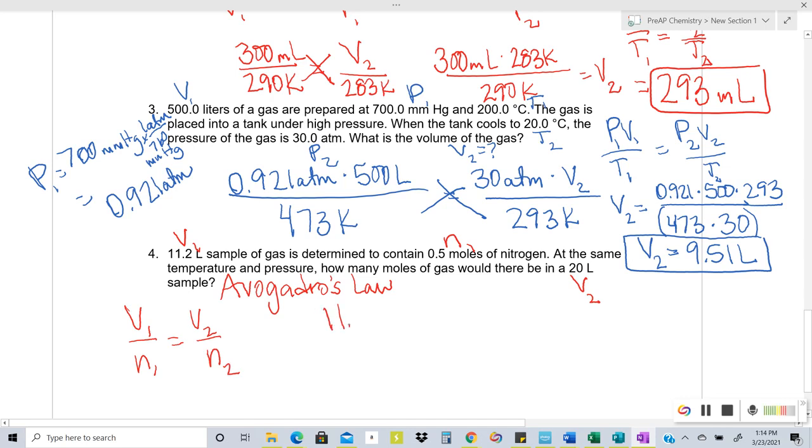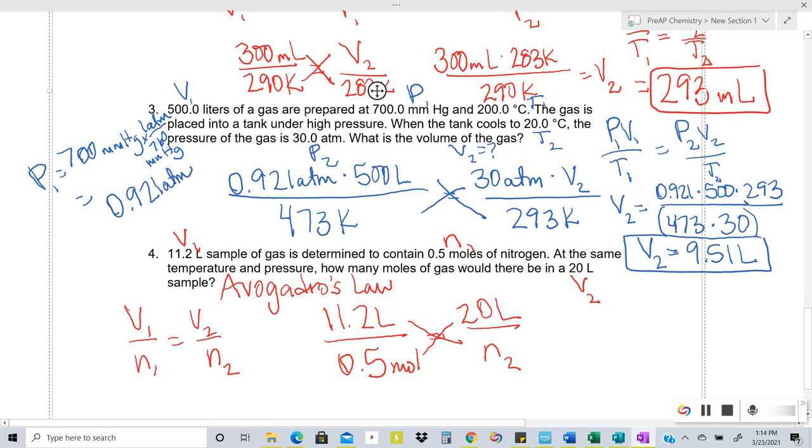My V1 is 11.2 liters. N1 is 0.5 moles. V2 is 20 liters. I'm looking for N2. We still cross multiply. So I'm going to do 20 times 0.5, and then I'm going to divide by 11.2. So N2 equals 0.89, but really 20 and 0.5 are only 1 sig fig, so we're looking at 0.9 moles.